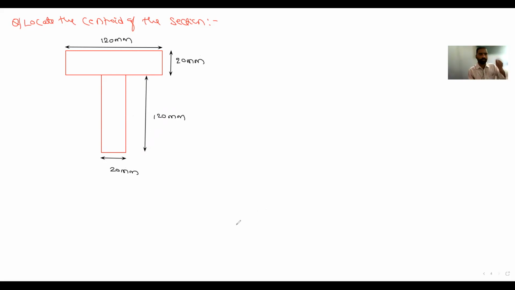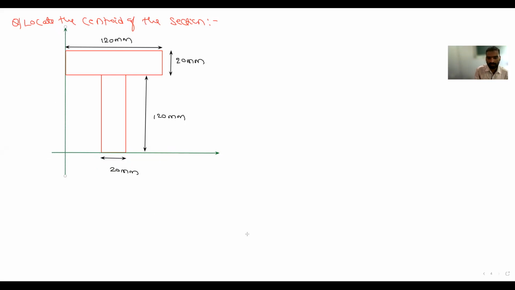In the exam, in the offline paper, this will be for 4 or 5 marks. So what is my first point? What I have to do? I have to draw the reference axis. In the last class, I explained that the reference axis should always be at the bottommost point and the leftmost point. So I will draw one bottommost line, and one more axis at the leftmost point.